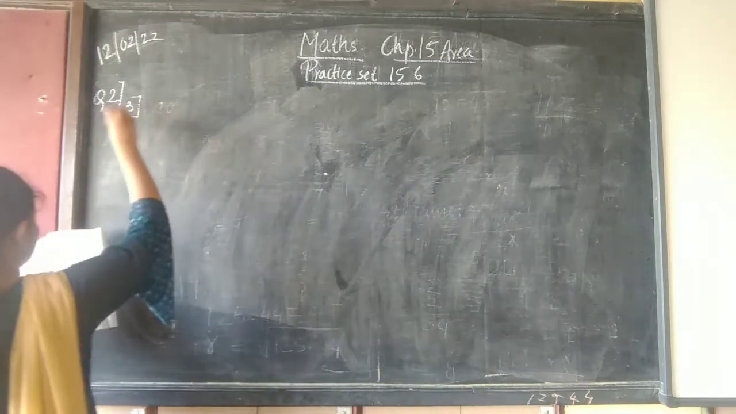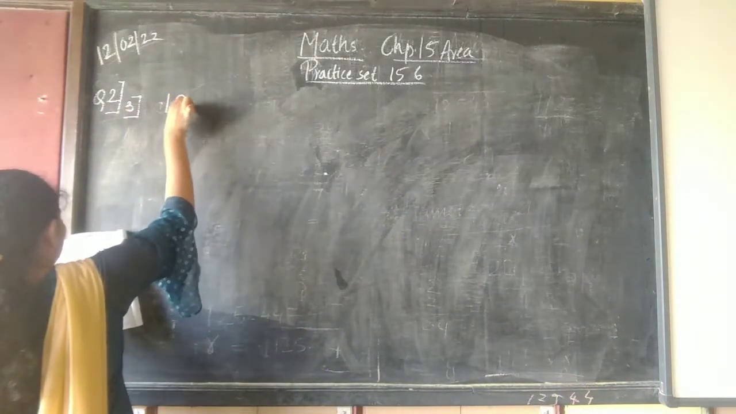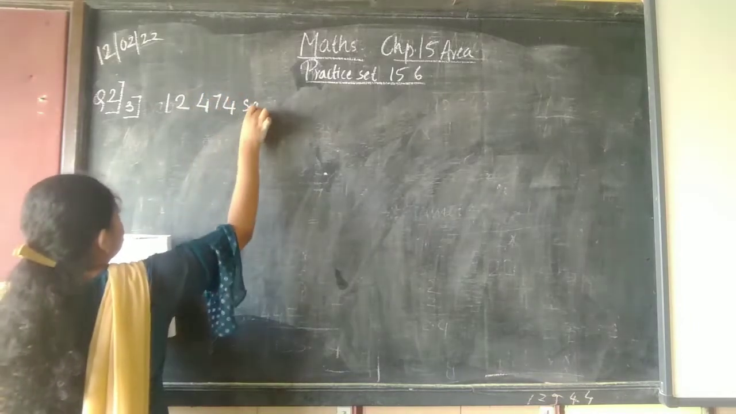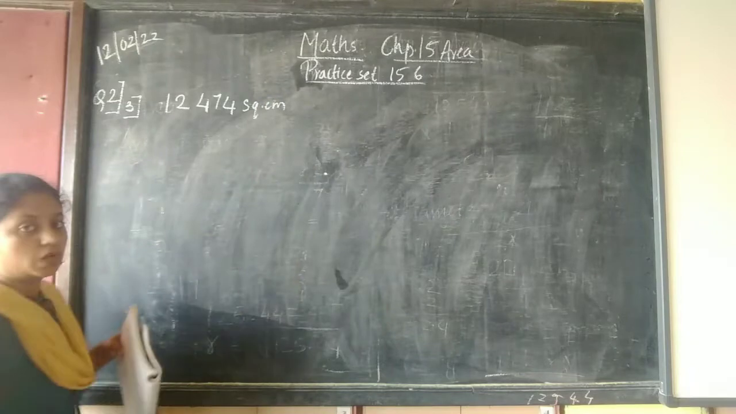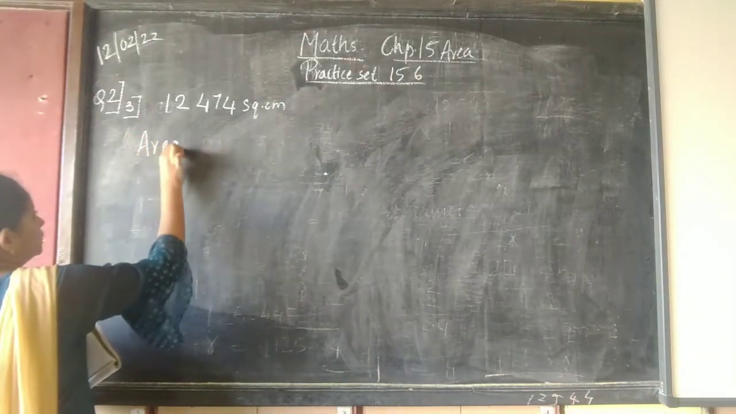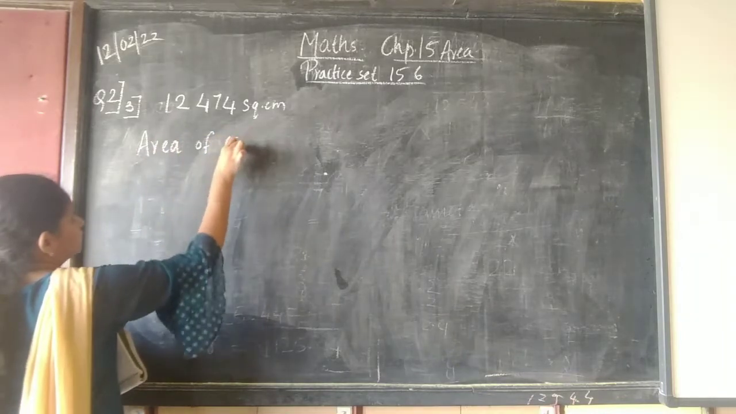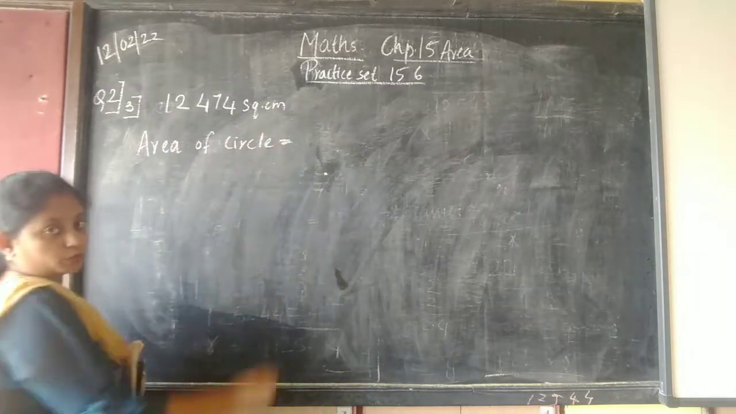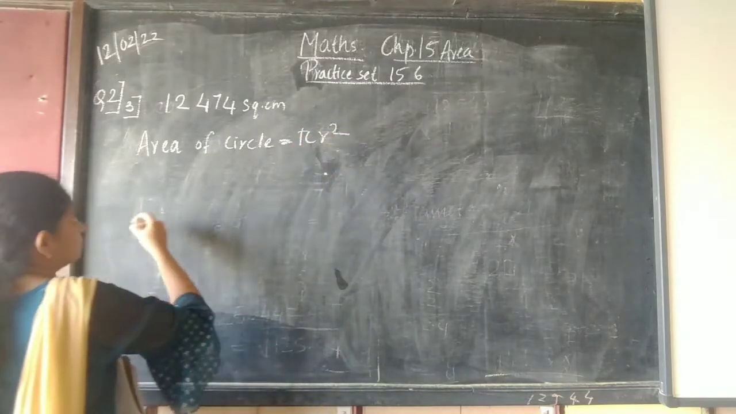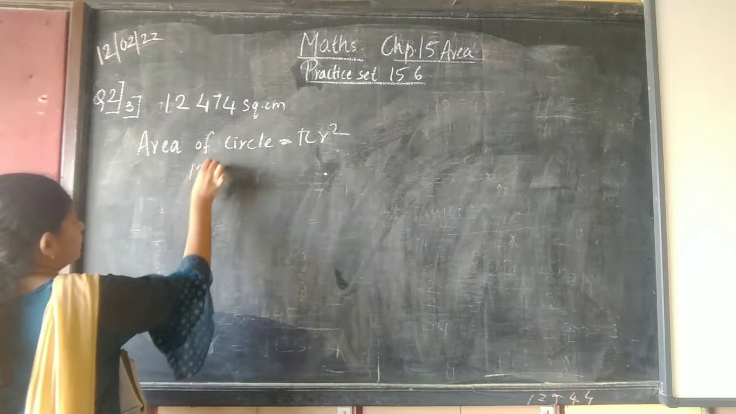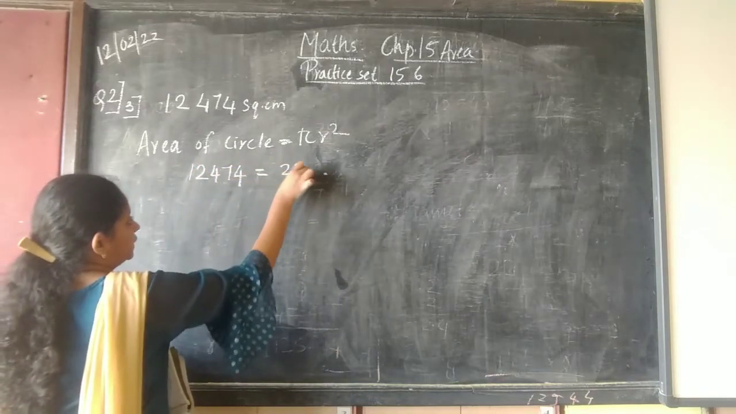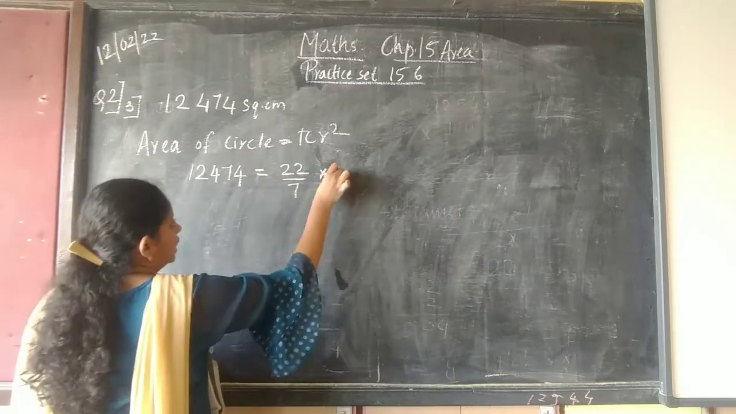Okay, so question number 3. What is given? The area is given as 12,474 square centimeter. Now, area of a circle is equal to pi r square. Always write the formula first. Now what is given? Area is given as 12,474 is equal to the value of pi, 22/7, into r square.